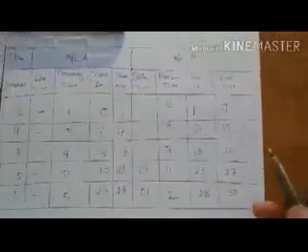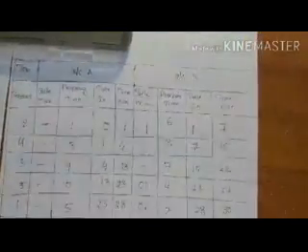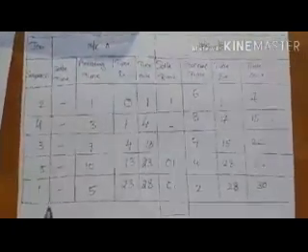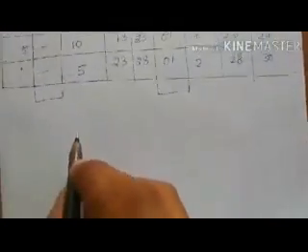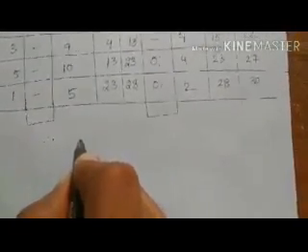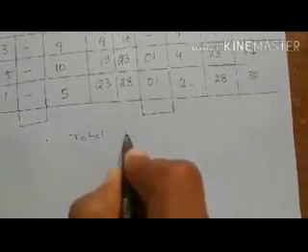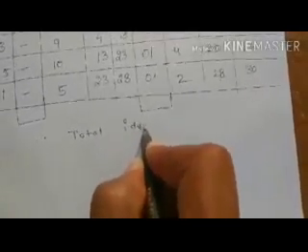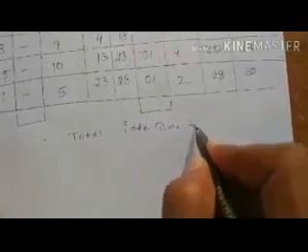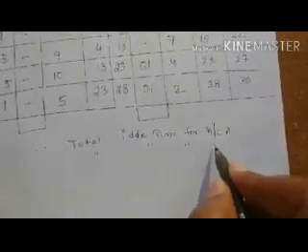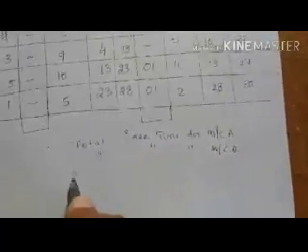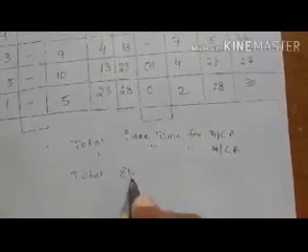Here, what are the values of idle time for machine B? You just calculate it. And what is the idle time for machine A? We have previously noted that. What is to be found out? Total idle time for machine A, total idle time for machine B, and total elapsed time.